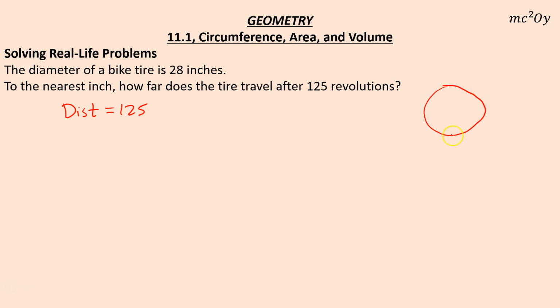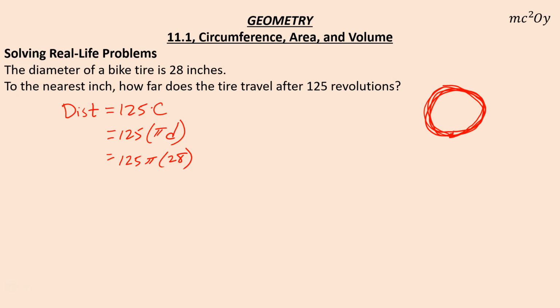So if I'm starting right here and I rotate around once, there's 1 revolution, 2, 3, and so on, right? I keep tracing that circumference over and over, so it's 125 times the circumference. Okay, so the circumference is pi d. They tell us the diameter, so we'll use that. That's going to be 125 times pi times the diameter, which is 28.